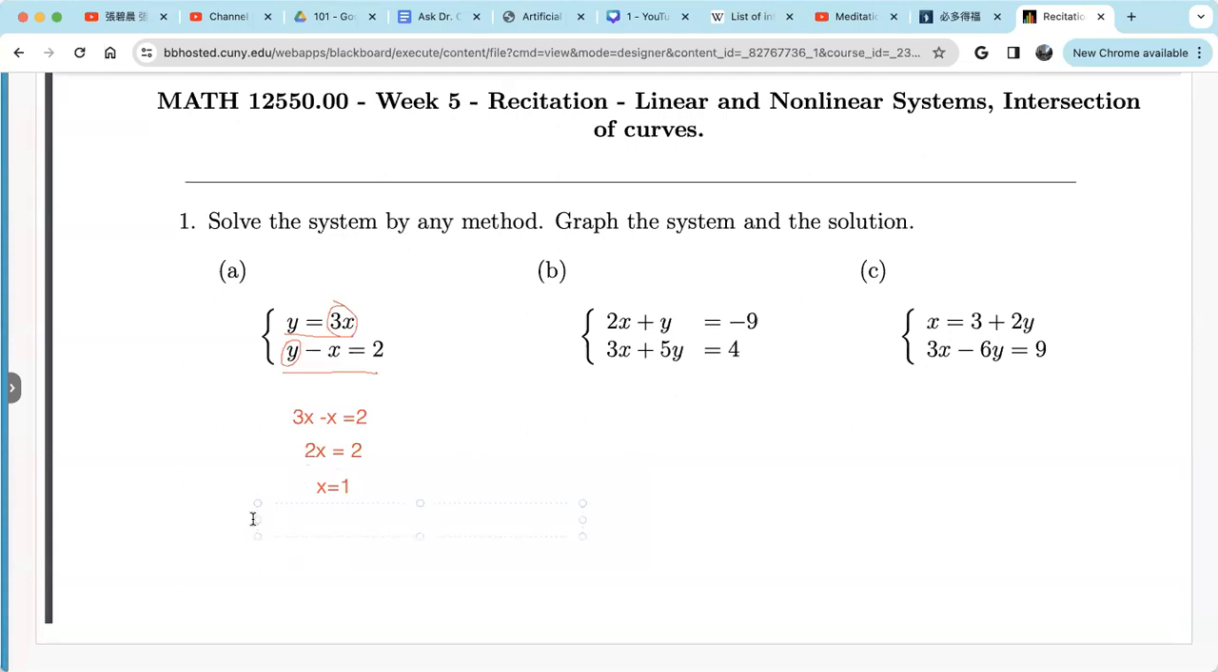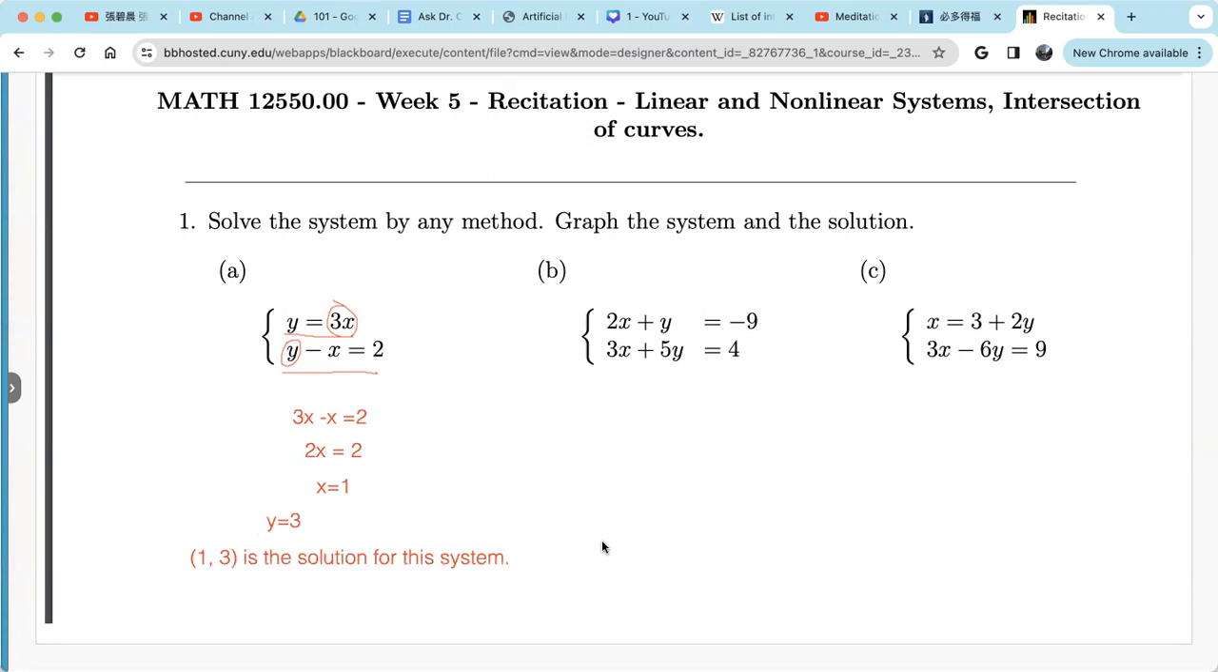Once we have the x value, we can substitute in the first one, because y is 3 times bigger than x. 3 times 1, which is 3. So the solution we want to write as a point, x value first, y value second. So (1, 3) is a solution for this system. The system means for both. It works for the first equation and also works for the second equation.